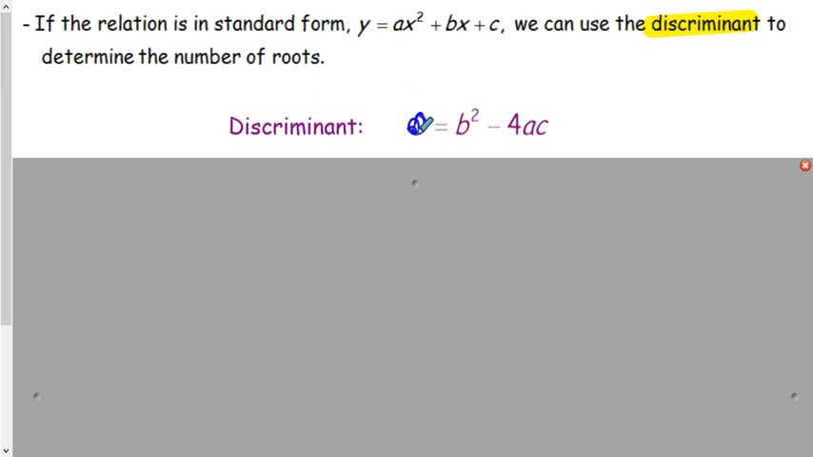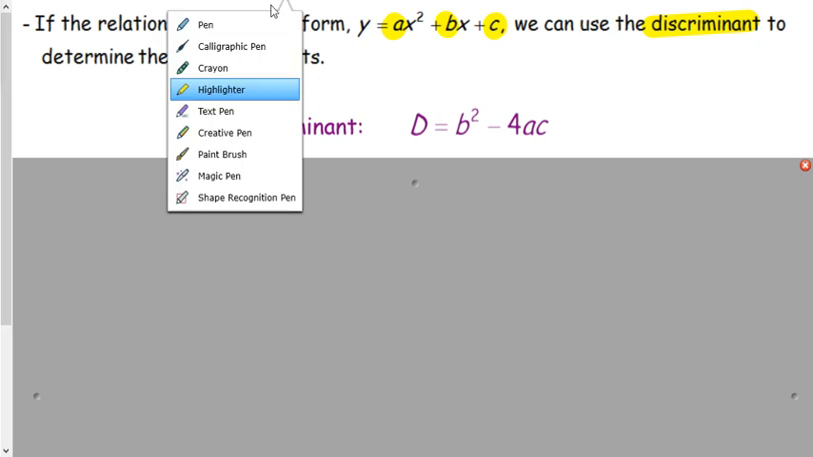So in this, D stands for discriminant, and it's going to be b squared minus 4ac. So let's just remind ourselves, right? When you have it in standard form, a is the coefficient in front of the x squared, b is the coefficient in front of the x, and c is just a regular number here at the end. So we're going to take our b, square it, and we're going to subtract 4 times a times c. That's our discriminant.